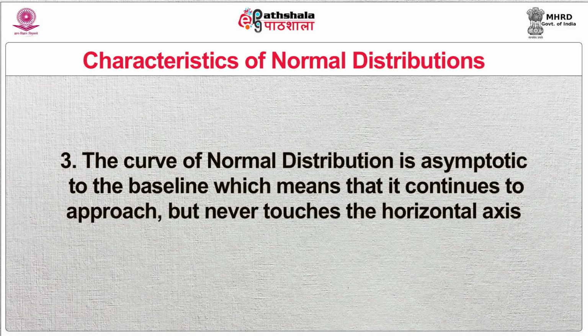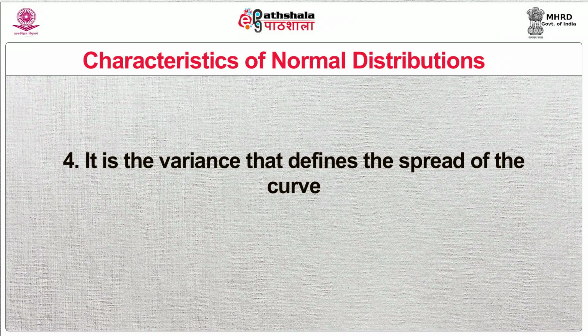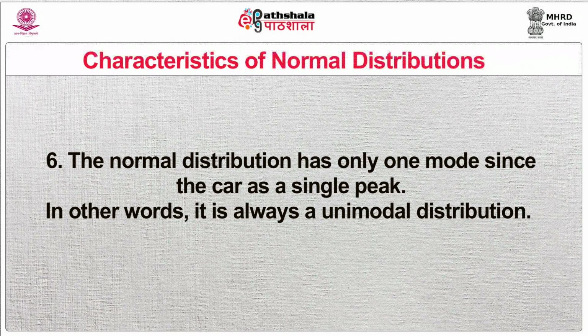Third, the curve of normal distribution is asymptotic to the baseline, which means that it continues to approach but never touches the horizontal axis. Fourth, it is the variance that defines the spread of the curve. Fifth, the area between the mean ordinate and an ordinate at a distance of 1 standard deviation from the mean is always 34.134% of the total area of the curve. Sixth, the normal distribution has only one mode since the curve has a single peak. In other words, it is always a unimodal distribution.